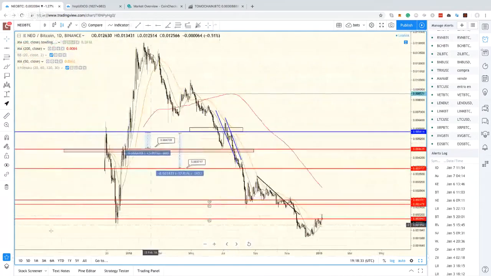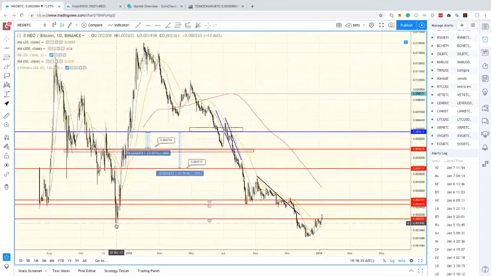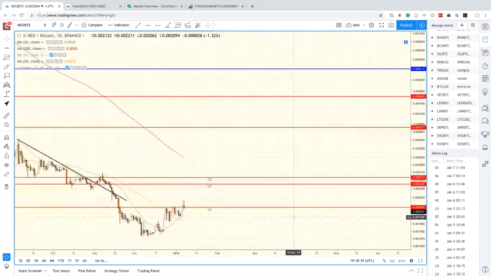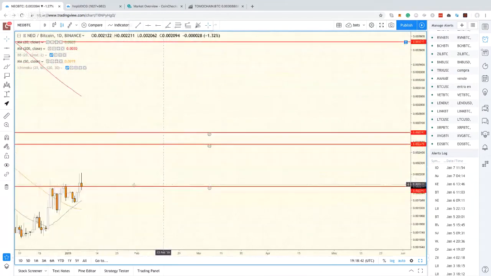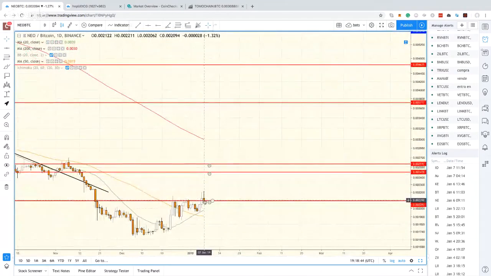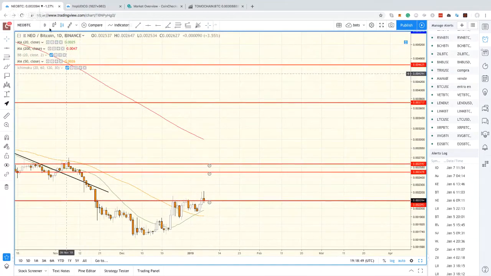I'm just gonna zoom out and look how these lower lows acted as resistance here. Then we have the breakout yesterday. Today is retesting that breakout. So if you want to accumulate Neo, you can start to accumulate at these levels.